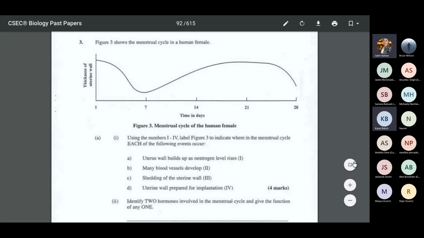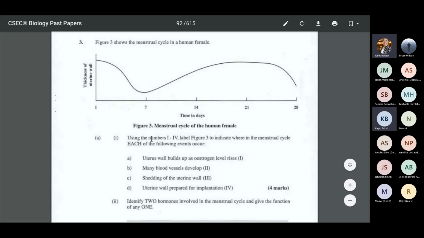Okay, so figure 3 shows the menstrual cycle in a human female. Part A, part 1. Now look at the graph. They give you a graph. They have thickness of uterine wall, so they're giving you one piece of information, just the thickness of the uterus lining. And then they have the time in days, up to 28 days.